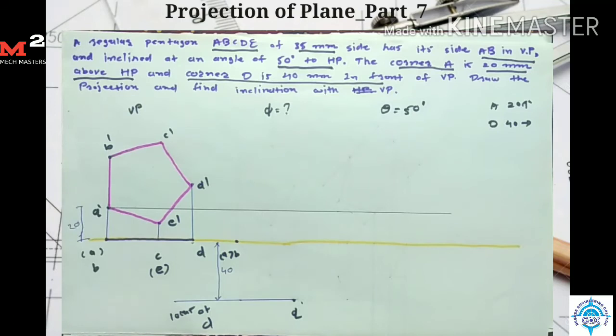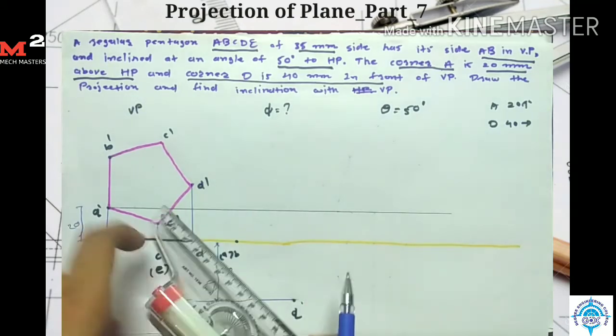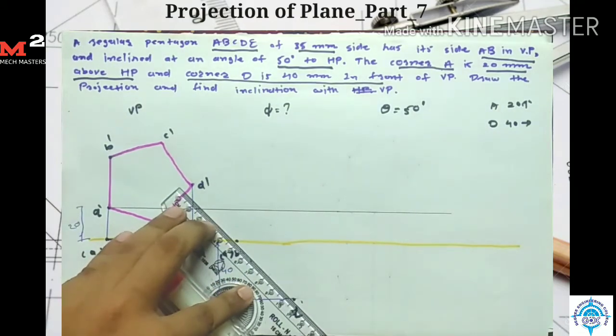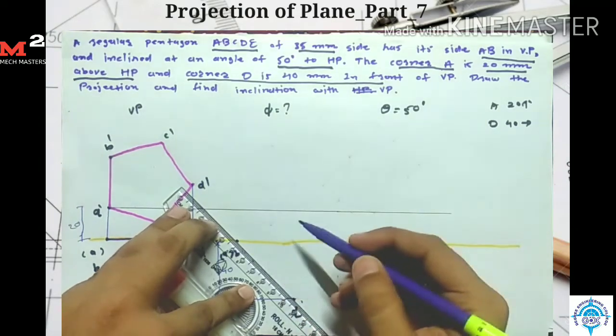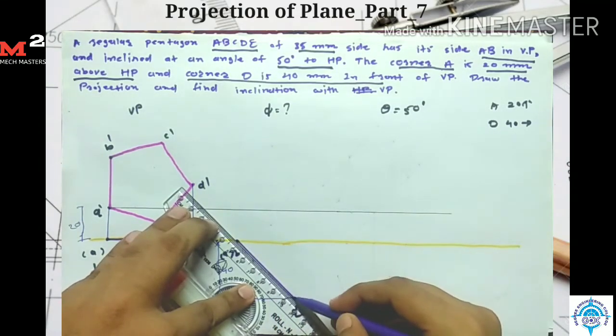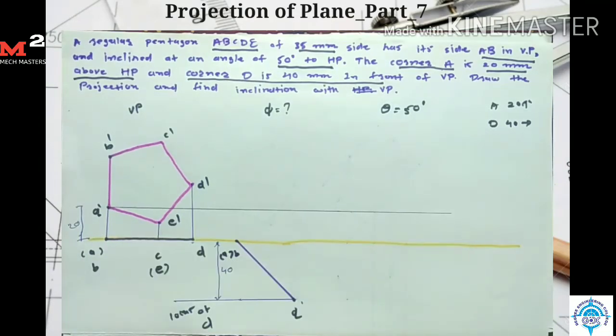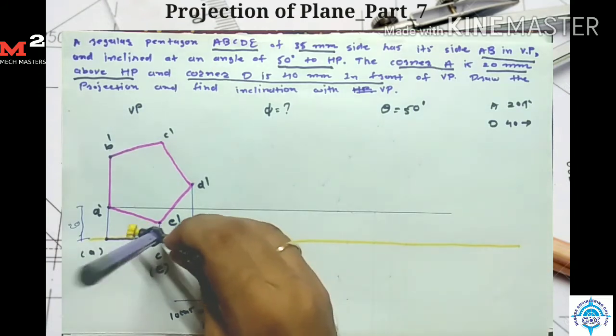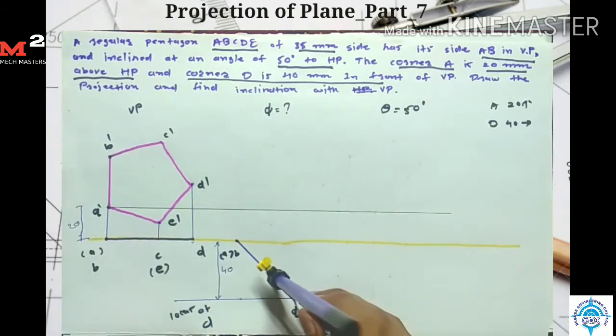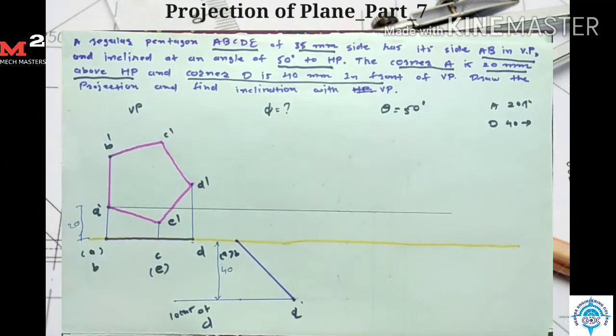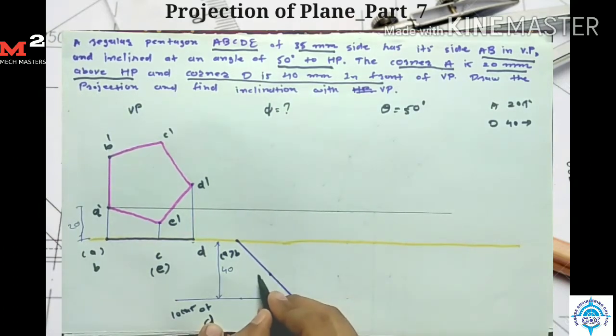Okay, now I draw one line here. Now for getting the points C and E, I take CD as a radius and D as a center. I draw one arc which intersects here. So here I get my points C and E.